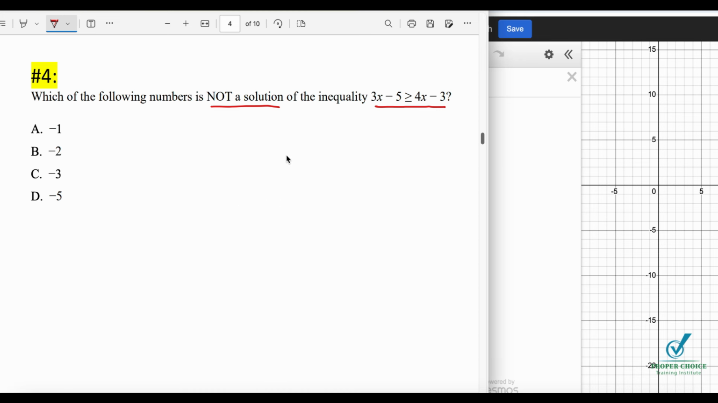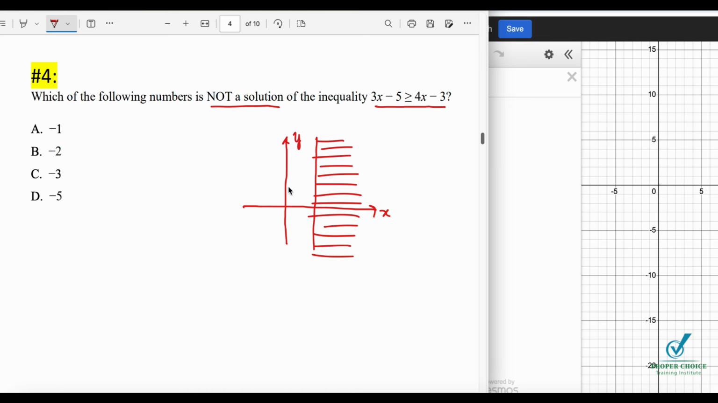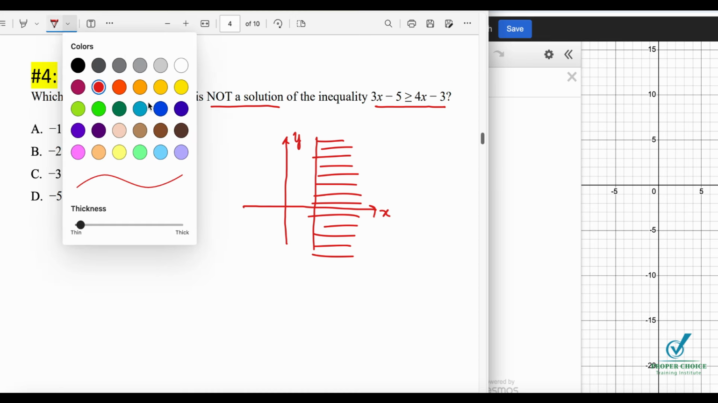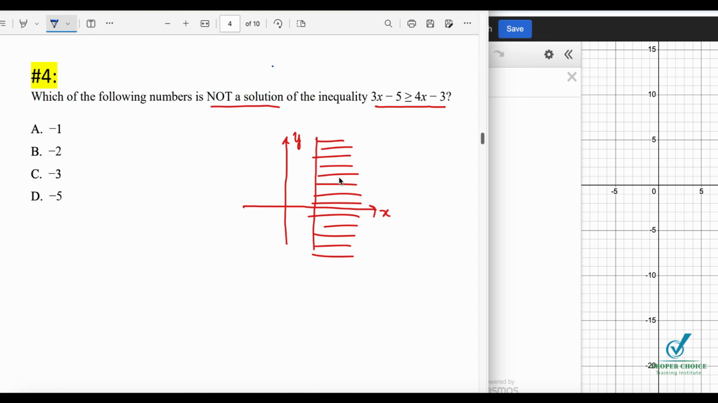Let's try to understand this. Imagine a graph of an inequality plotted in the xy plane. Suppose the graph of the inequality is plotted something like this, I'm just taking it roughly. When do I say a given value is a solution or not a solution? Any values of x and y, any point which lies within the range of the graph, those points are all solutions.